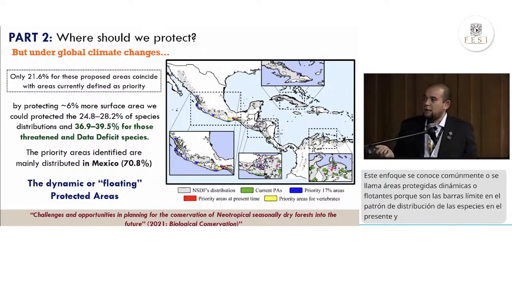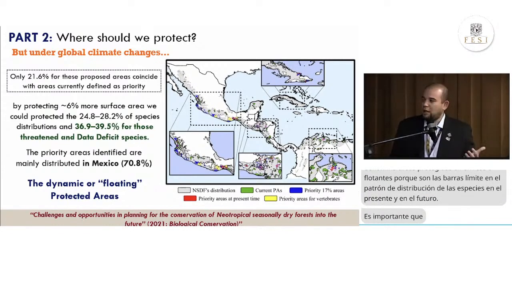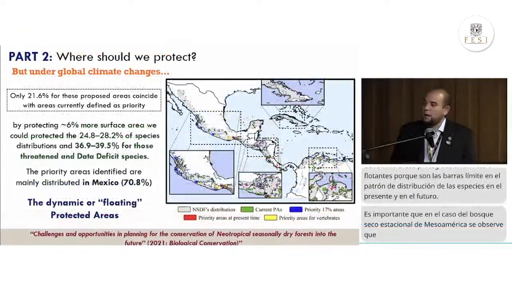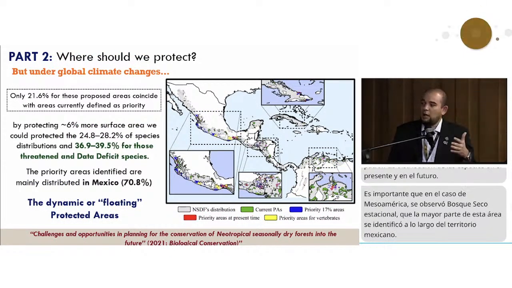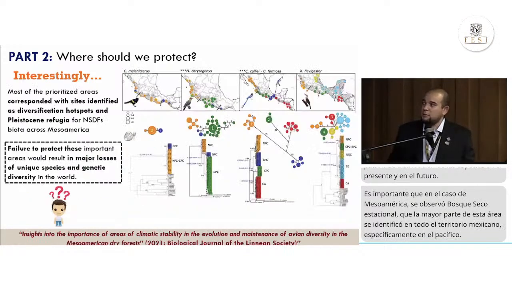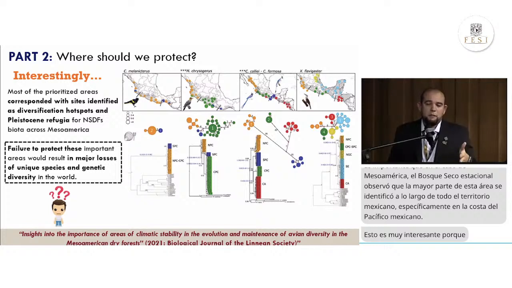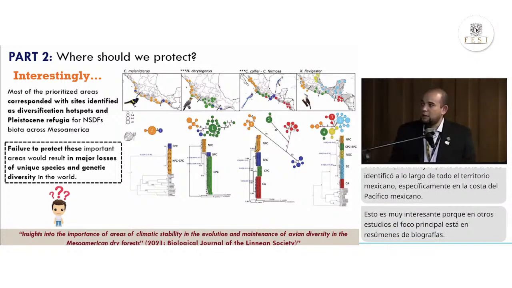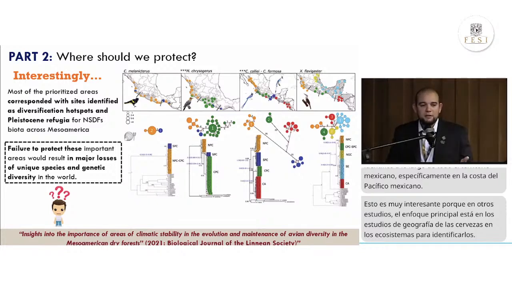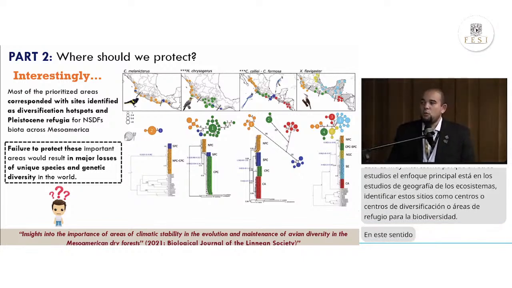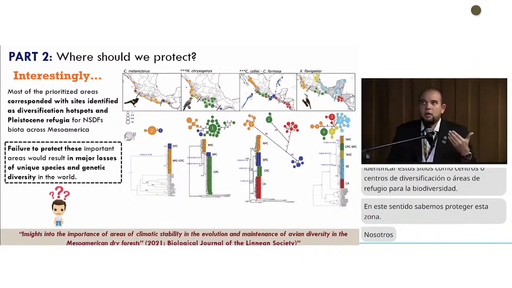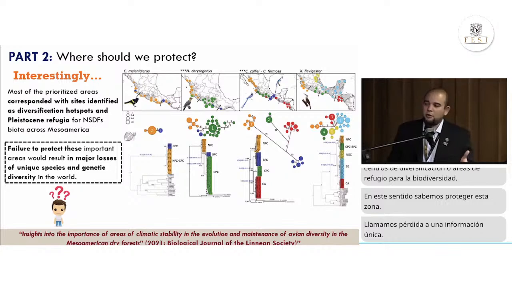It's important that in the case of the Mesoamerica seasonal dry forest, we observed that most of these areas were identified across Mexico, specifically on the Pacific coast of Mexico. This is very interesting because other studies, focused on the geography of birds in these ecosystems, identified these sites as centers of diversification or refuge areas for biodiversity. In this sense, if we do not protect this area, we could lose unique species and genetic information in the world.